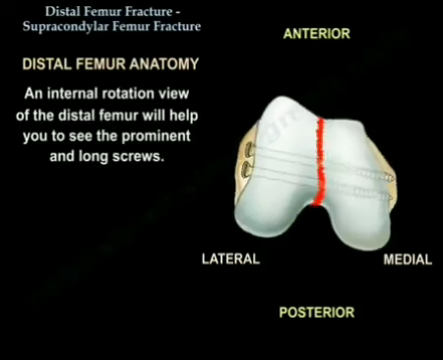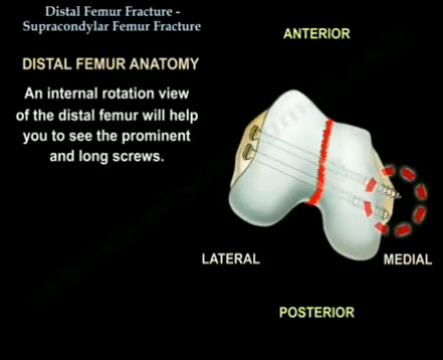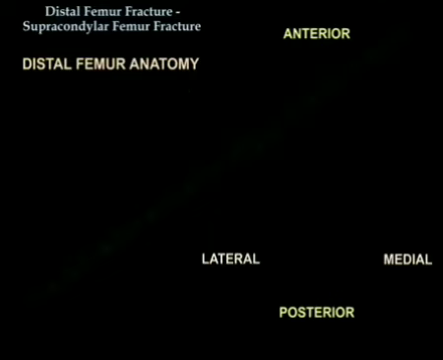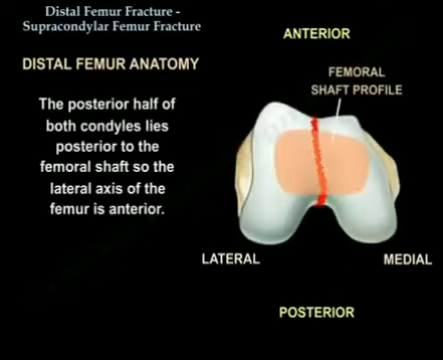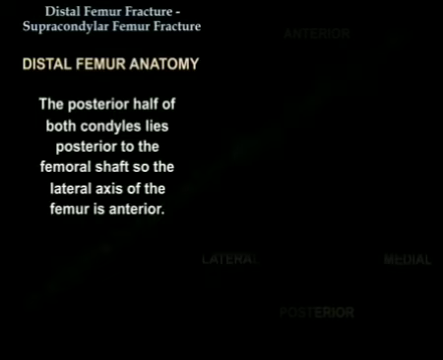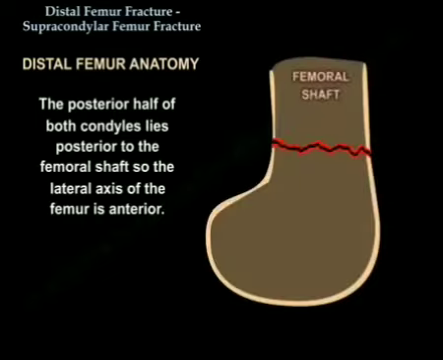An internal rotation view of the distal femur will help you to see the prominent and long screws. The posterior half of both condyles lies posterior to the femoral shaft, so the lateral axis of the femur is anterior.